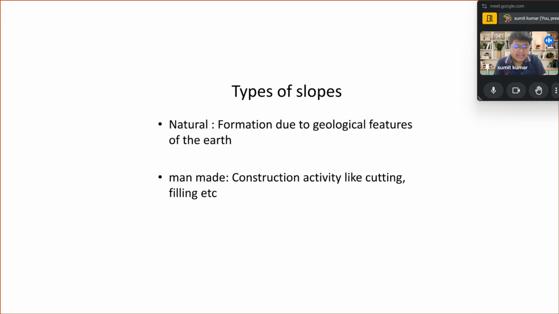When we talk about the man-made, it is the construction activity like cutting and filling. During construction we sometimes cut out some section or fill the soil at another section to make a specific inclination to make the construction practice easier. Over there, the slope gets constructed, and that slope is said to be the man-made slope, and that takes place due to the cutting and filling activity.